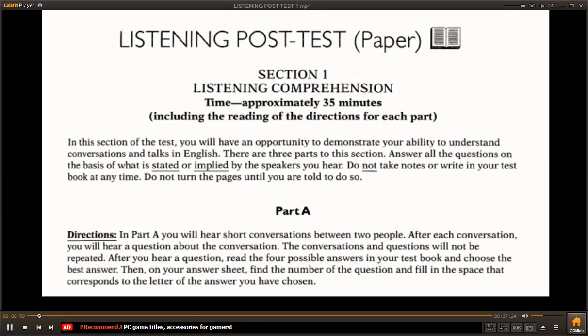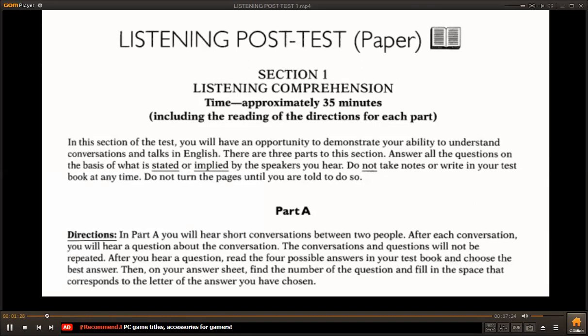TOEFL Post Test. Section 1. Listening Comprehension. In this section of the test, you will have an opportunity to demonstrate your ability to understand conversations and talks in English. There are three parts to this section, with special directions for each part. Answer all the questions on the basis of what is stated or implied by the speakers you hear. Do not take notes or write in your test book at any time. Do not turn the pages until you are told to do so.